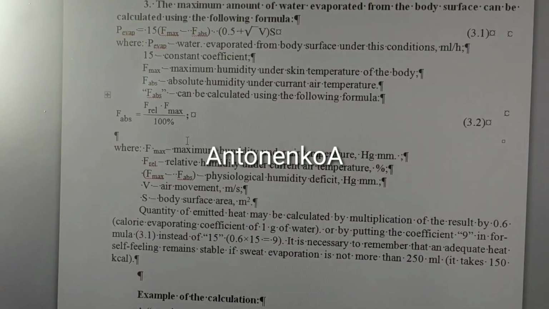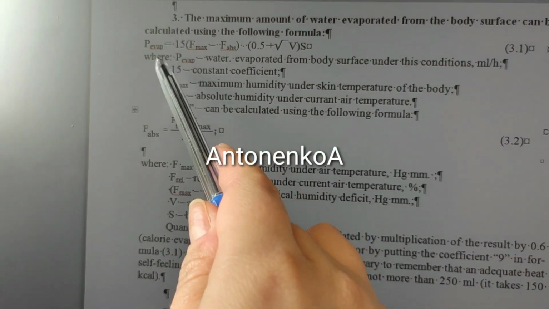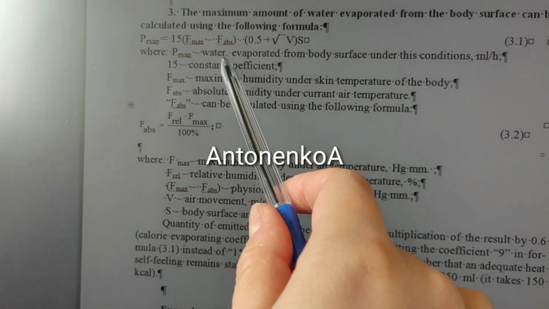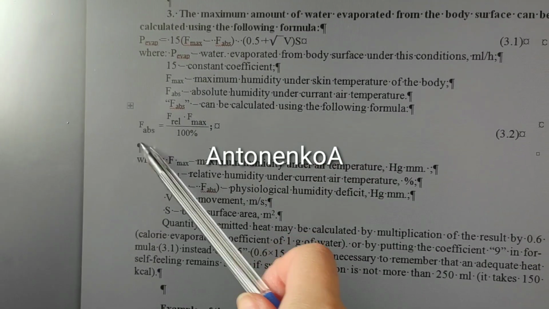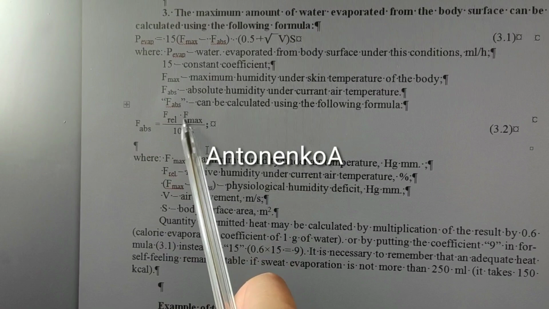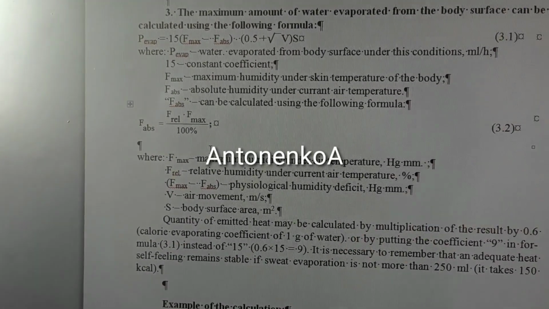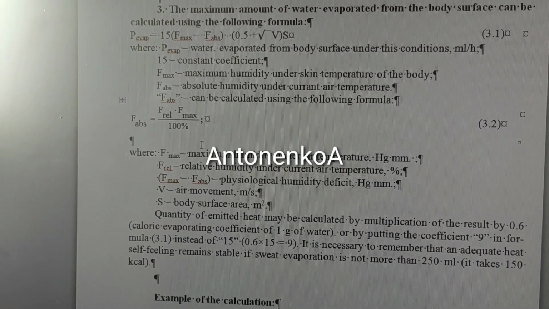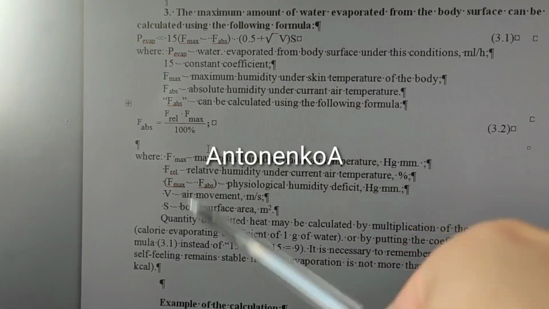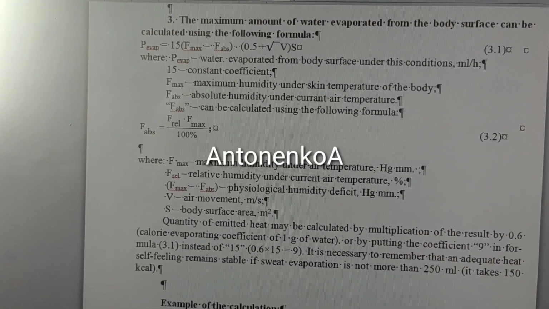This calculation will consist of several steps. We have a formula for the amount of moisture evaporated from the skin surface. For this formula, we need F absolute. We need to calculate using this formula F absolute, where we have F relative, relative humidity under current air temperature. We have in the task 85%. And F maximum, maximum humidity under air temperature. Where to find this value?